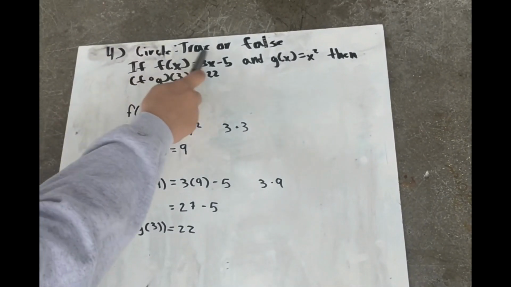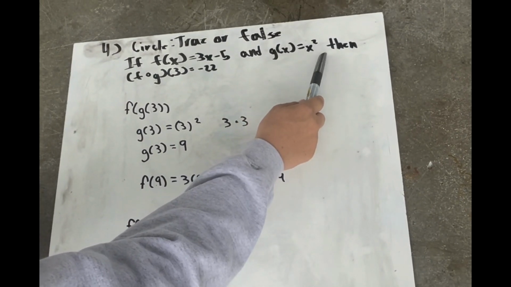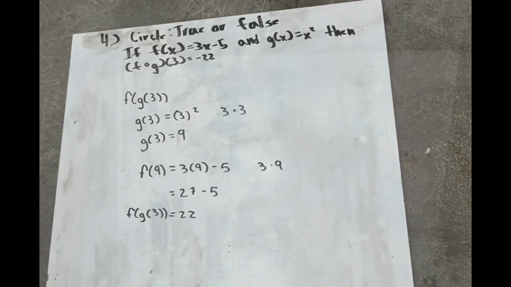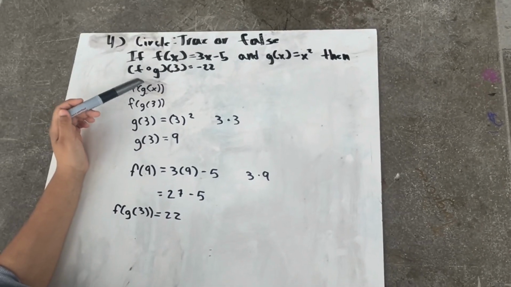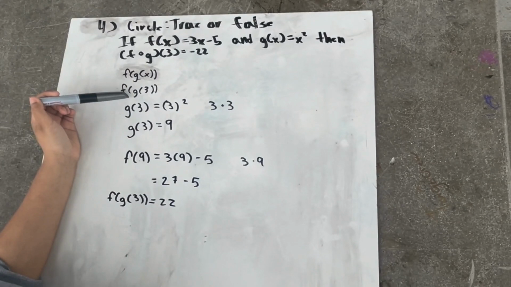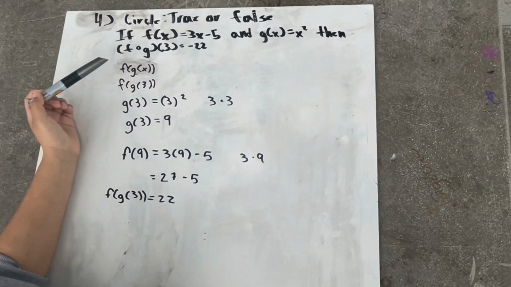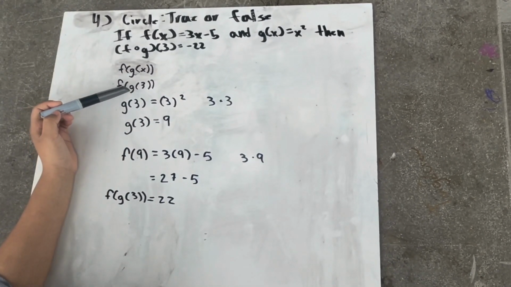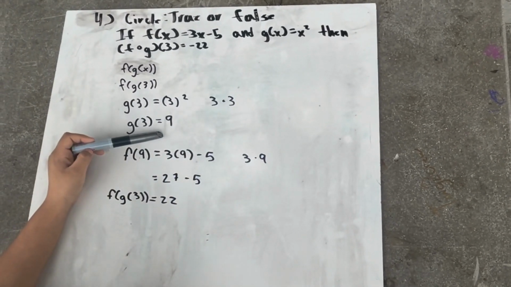Number 4, circle true or false. If f of x equals 3x minus 5 and g of x equals x squared, then f of g of 3 equals -22. You started off with writing f of g of x, but you're replacing the x with the 3. So you're going to go f of g of 3. When you start, you're looking at this part, but you're going to substitute the x for a 3, which gives you g of 3 equals 3 squared, which is 3 times 3. It's going to give you 9.